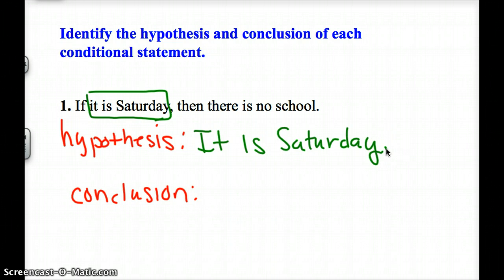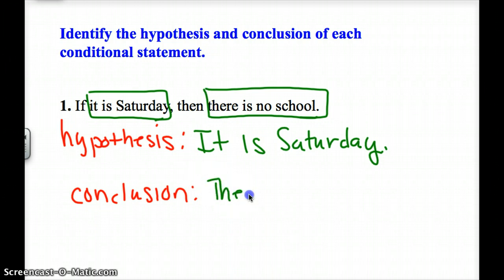Now, this is not a very long sentence. It's easy for me to write all of that out. In your homework, you can do that as well. You can write it all out. You should have plenty of time during the hour to work on that. The conclusion is the then part. However, no then, so there is no school. Do you notice here, people, on Saturdays we don't have school, so this if-then statement is a true statement. Again, conditional statements are going to be true statements, and this is a true statement.